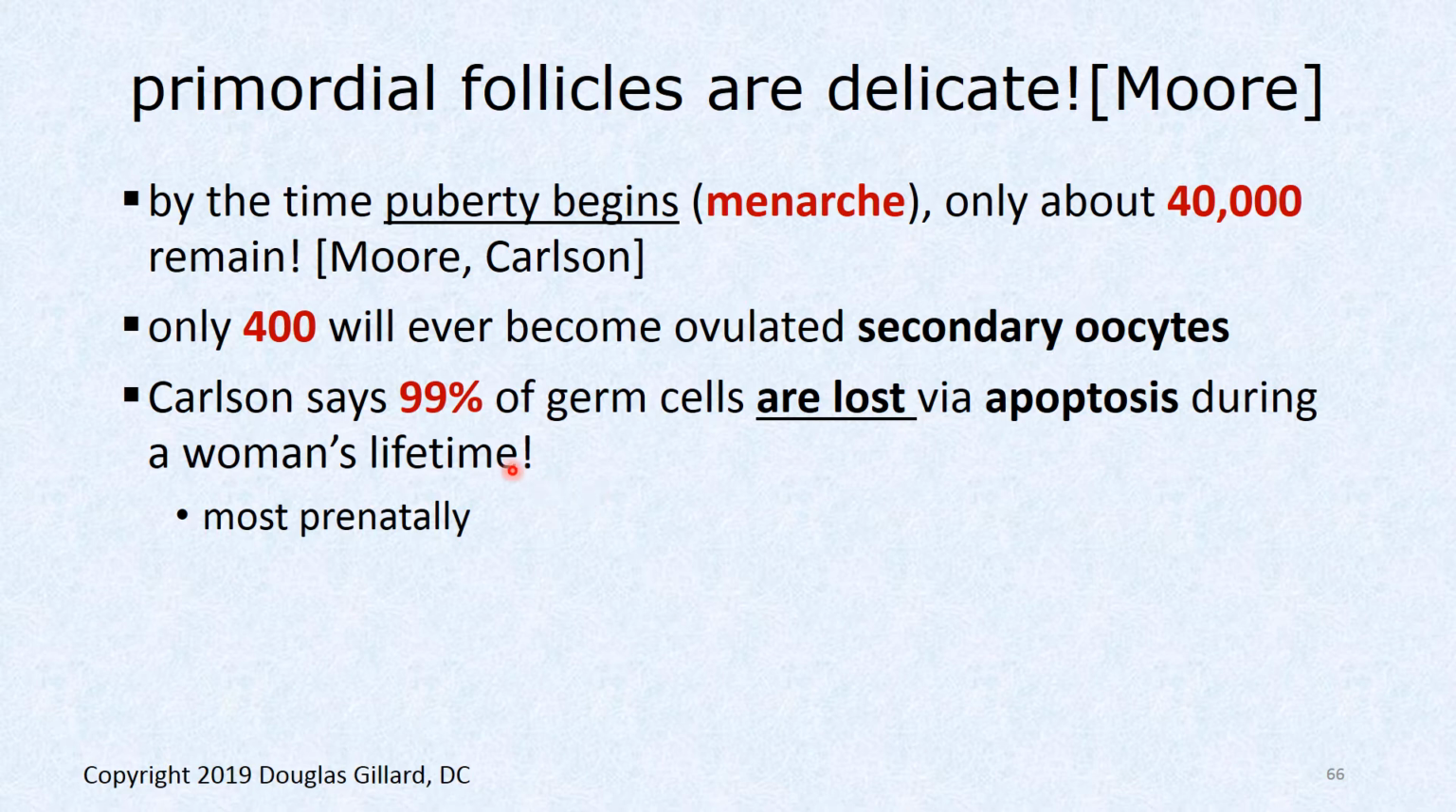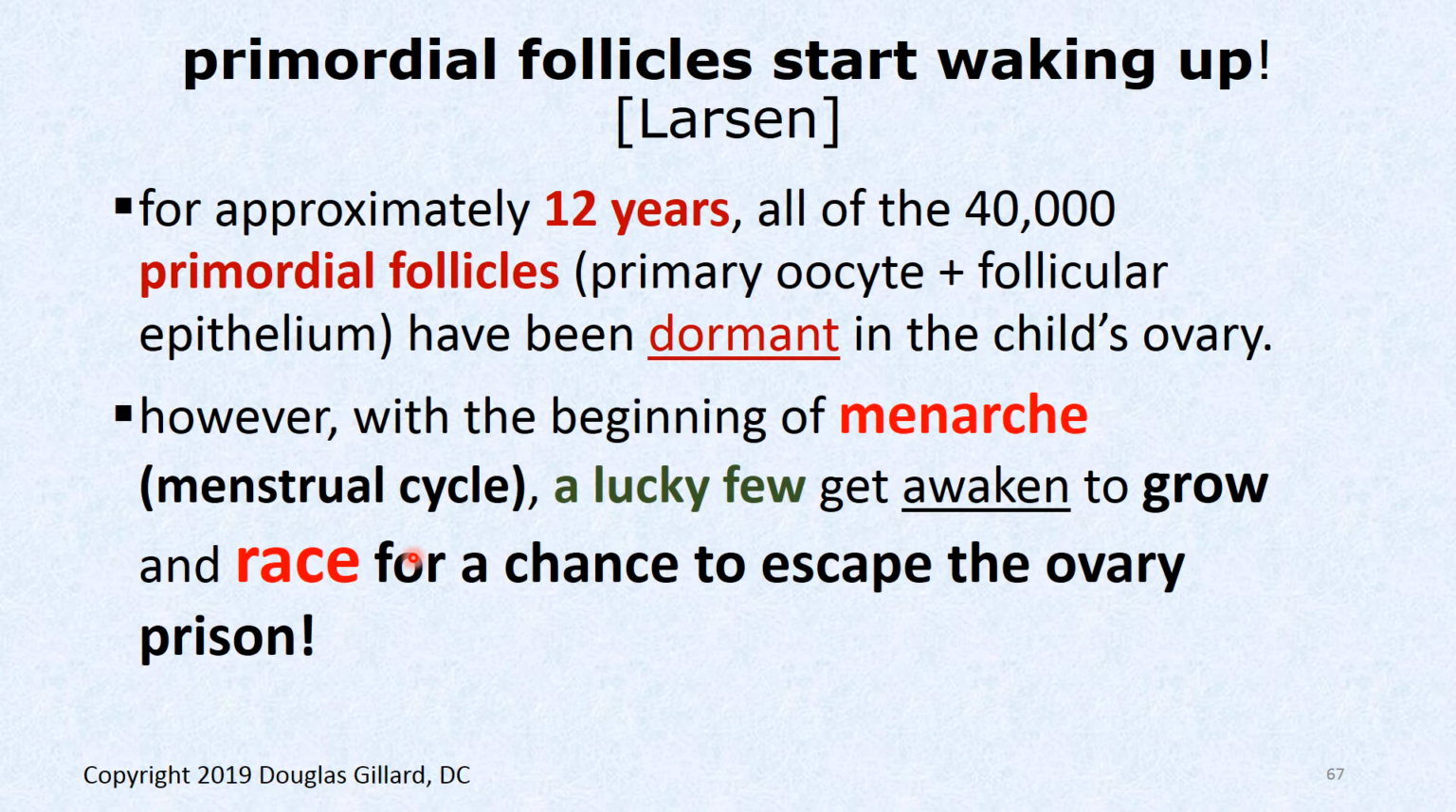Carlson says that 99% of all these primordial follicles that contain the germ cells, the primary oocytes, they're lost via apoptosis, cell death, during a woman's lifetime. Most of the death occurs prenatally before the baby is born. So bottom line, these things are super delicate. All right, so what happens next?